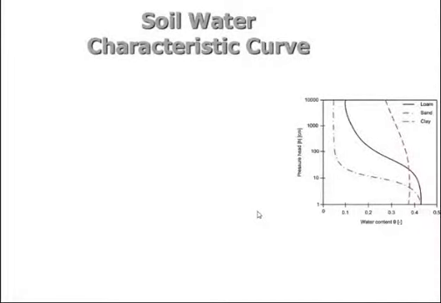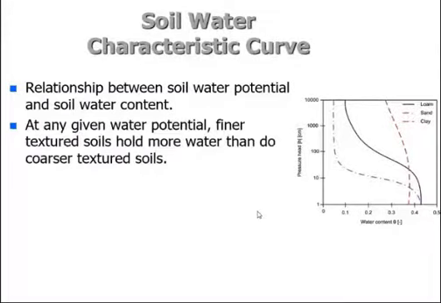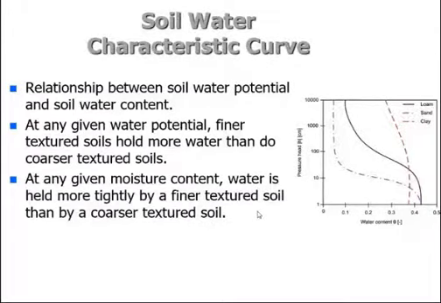There are different things that are very important in the soil and very important for scheduling irrigation and for other things. One of them is the soil water characteristic curve. The soil water characteristic curve, or what we call the retention curve, basically shows the relation between the tension or the pressure and the moisture content. And it varies between different soil textures.